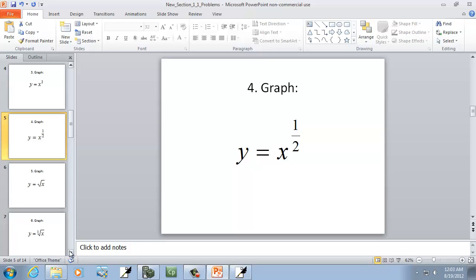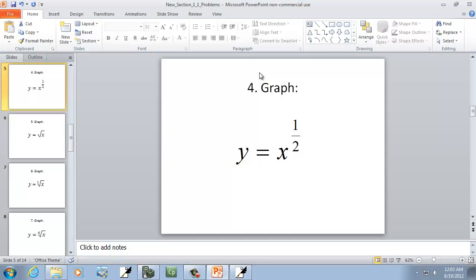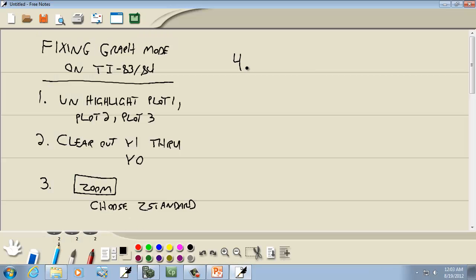Now let's look at this one right here. Y is equal to x to the 1/2. And again, on this one, I'm not demonstrating how to graph y is equal to x to the 1/2. Could care less about it. I'm showing how do you put it in when you got a fractional power. Now this is specifically when you got more than a single x or single number up in your exponent. How do you put it in?